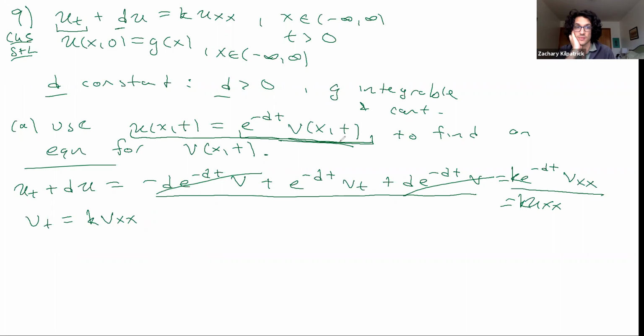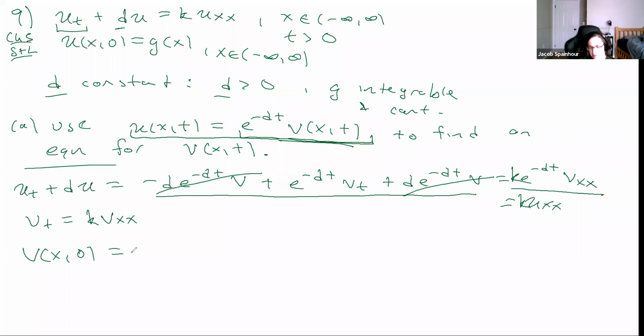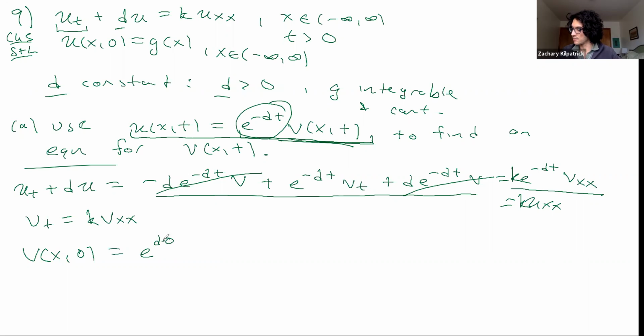So as foreshadowed, I just get back that v, which is a new variable now, satisfies the heat equation. If I want to solve this initial value problem, what's one more thing that I have to do to set up the initial value problem? You need the initial conditions. Right. So what's the initial condition now? What's v of x,0 going to be? Just u of x,0. Yeah, because at t equals 0, this thing is just 1, so I get e to the d times 0, times u of x,0. So I just get u of x,0, which is g of x.